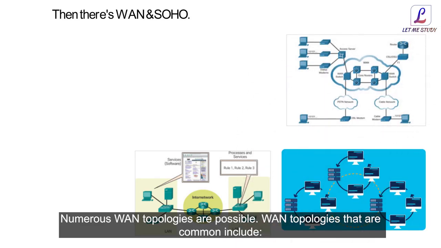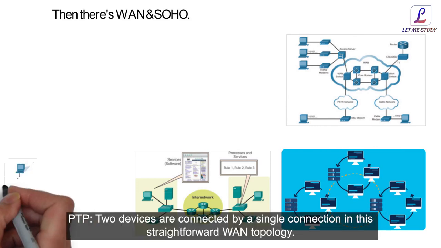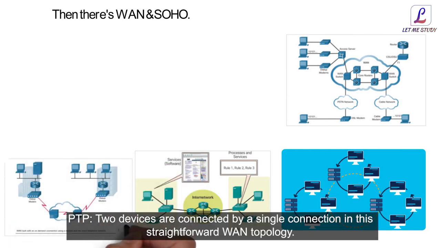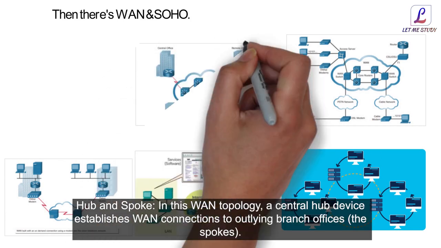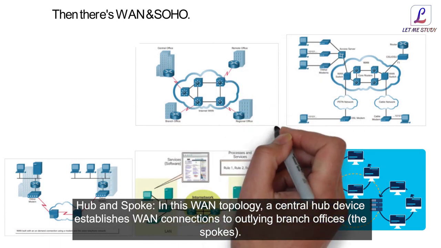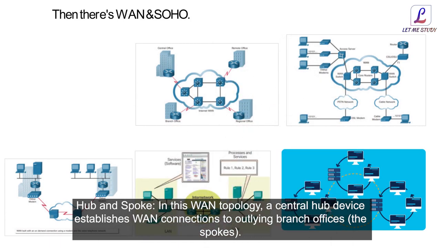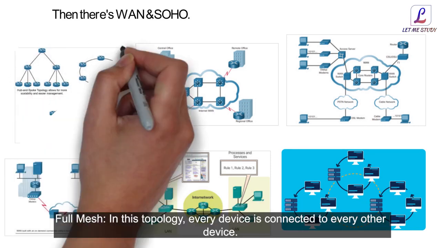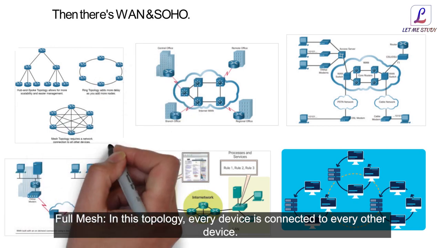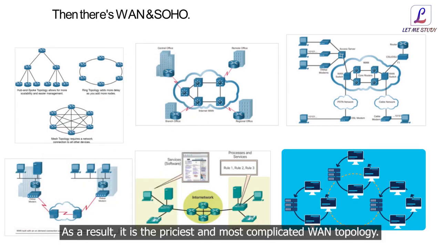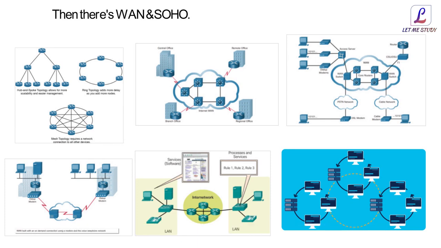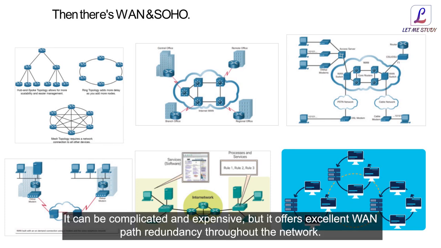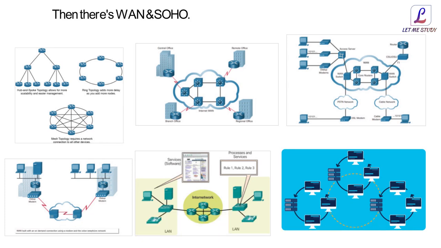WAN topologies that are common include PTP. Two devices are connected by a single connection in this straightforward WAN topology. Hub and spoke. In this WAN topology, a central hub device establishes WAN connections to outlying branch offices, the spokes. Full mesh. In this topology, every device is connected to every other device. As a result, it is the priciest and most complicated WAN topology. It can be complicated and expensive, but it offers excellent WAN path redundancy throughout the network.